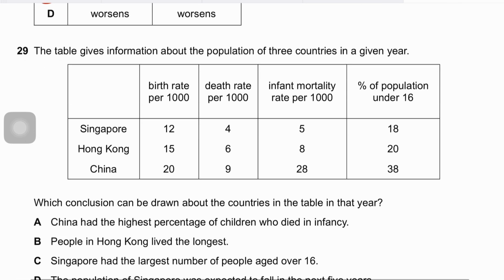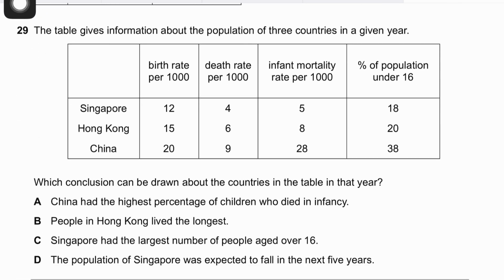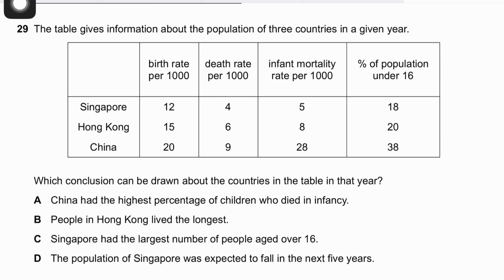Question number 29 says a table gives information about the population of 3 countries in a given year. So you have birth rate per 1,000, death rate per 1,000, infant mortality rate, and the percentage of population under 16. Which conclusion can be drawn about the countries in the table in that year?